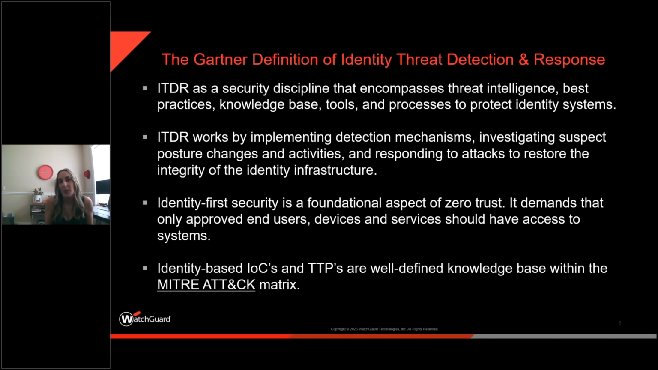So here's where you're seeing the connection between what ITDR aims to deliver as a security discipline associated to zero trust as an information security model. It demands that only the approved end users, devices, and services should have access to systems. So with that, we're very fortunate as well that identity-based indicators of compromise or indicators of attack, or TTPs, which are techniques and tactics and procedures, are well defined in the MITRE ATT&CK matrix. So the MITRE ATT&CK matrix is an example of a knowledge base, and that is different from the tools that we're about to talk about.